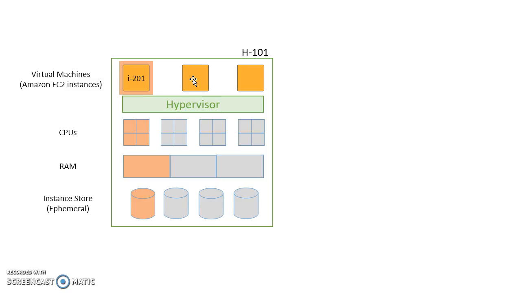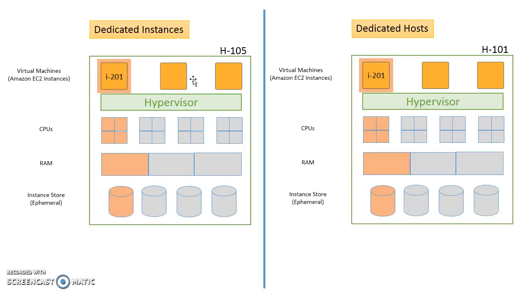Now, what happens in the case of dedicated instance and dedicated host? Let's say if I am launching the instance I201 in the dedicated instance mode, what happens is, say when I launched it, it got launched on a physical host called H105.